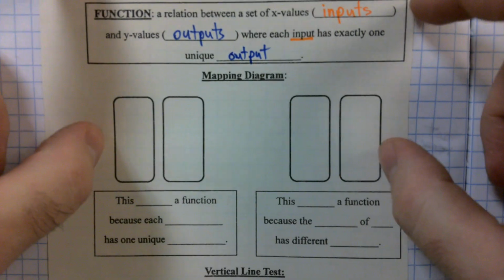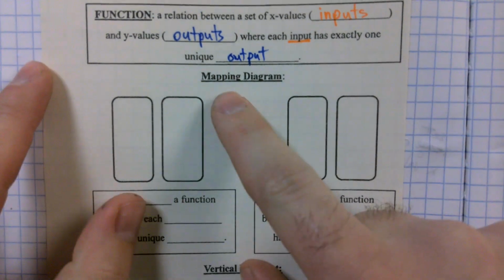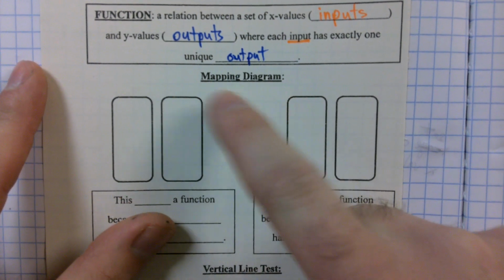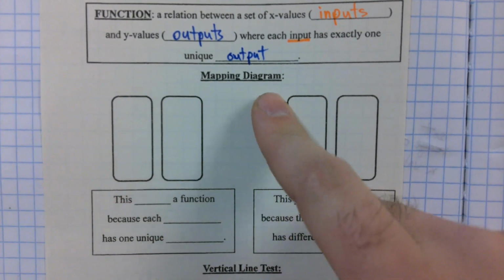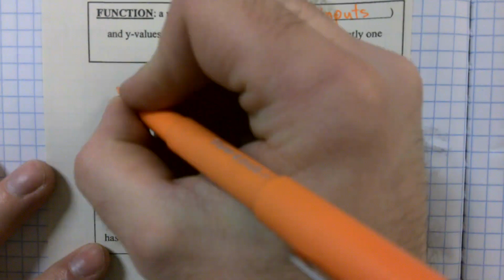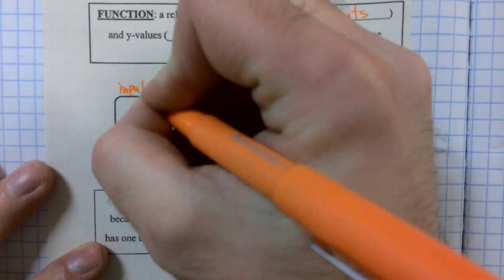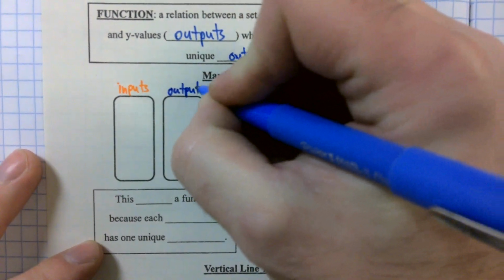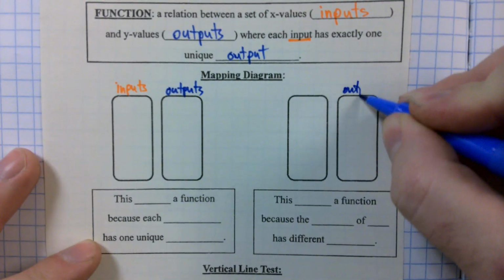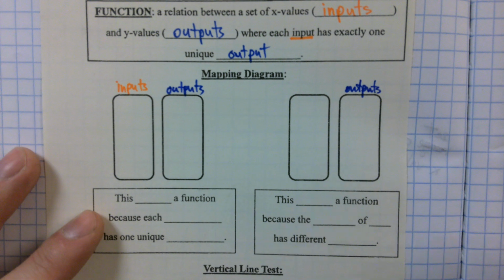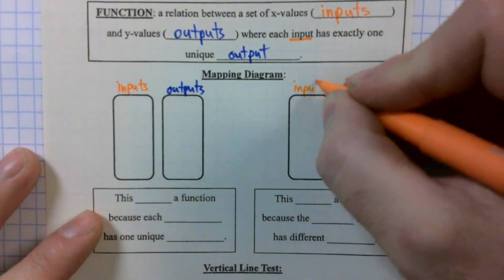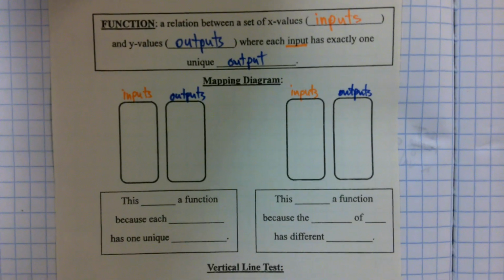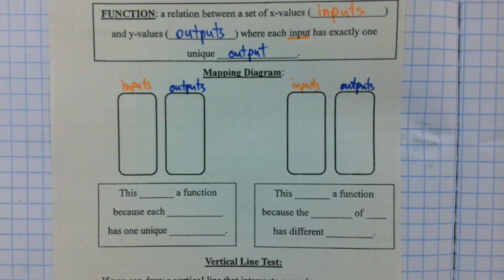One way that we could represent a function is with a mapping diagram. Everybody say mapping diagram. It's a diagram where we map our inputs to our outputs. Over here on the left is going to be my inputs, and on the right is going to be my outputs. I'll give you a second to write your inputs and your outputs. For both mapping diagrams, we're going to take a look at an example and also a non-example.